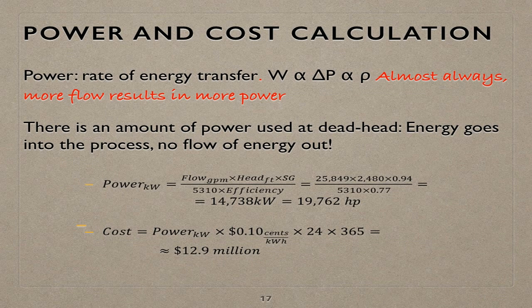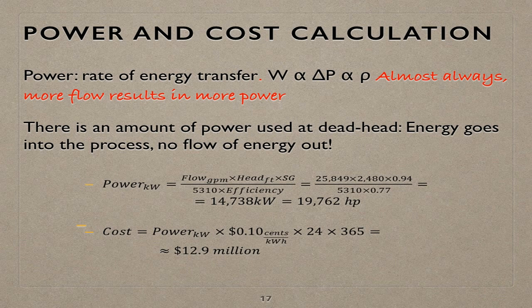Power is the rate of transferring energy. Power is related to flow rate, pressure loss, and density. Almost always, more flow rate results in more power. We need to be able to estimate the cost of a pump and pick a good one, or to do cost estimation, since we need some idea how much a process will cost to build or to operate.